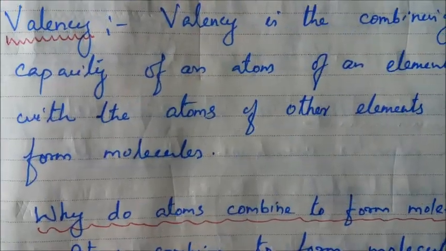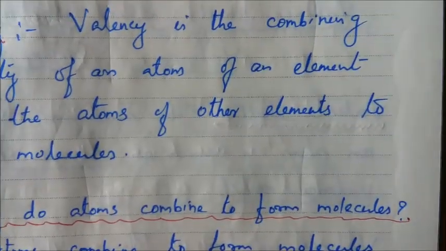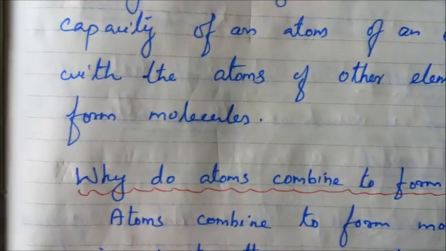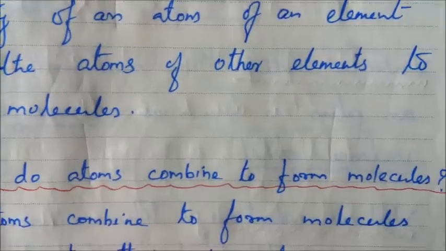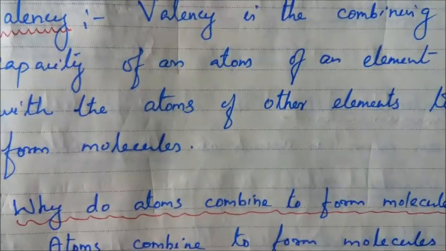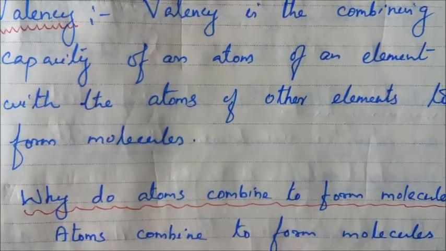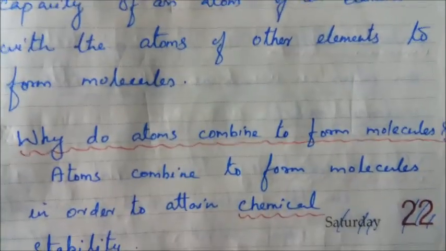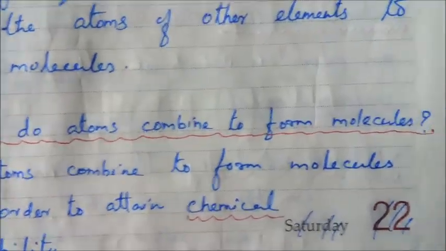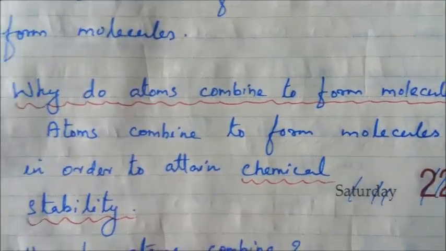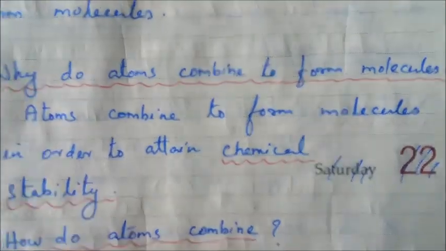Now, what is valency? Valency is the combining capacity of an atom of an element with the atoms of other elements to form molecules. Simply, the combining capacity of an atom is called its valency. To understand more about valency, you should also know why atoms combine to form molecules. Atoms combine to form molecules in order to attain chemical stability.